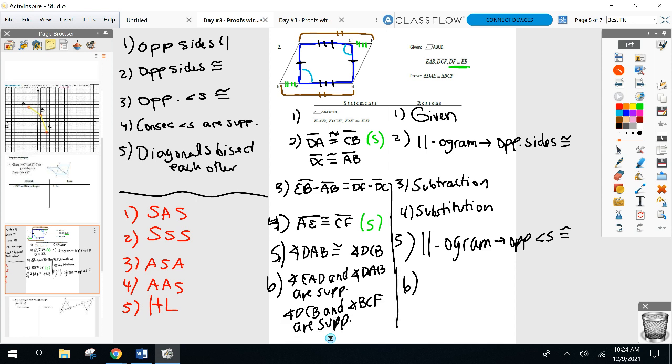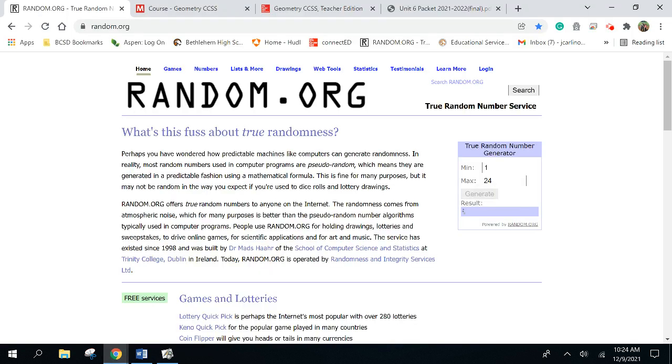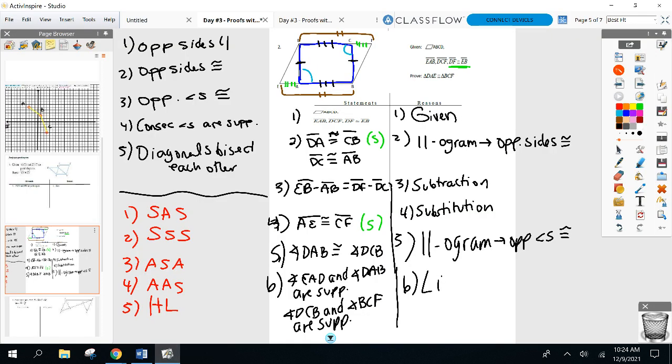How do I know they're supplementary? It used to be a reason on a piece of paper up on the board. If you don't know, that's fine. Why are they supplementary? Linear pairs are supplementary.